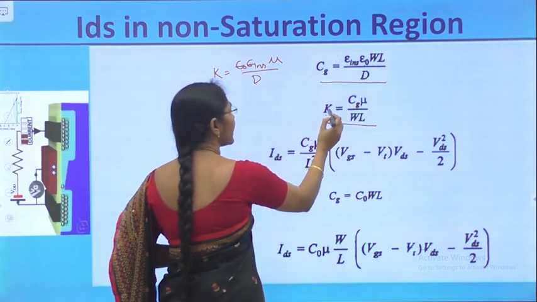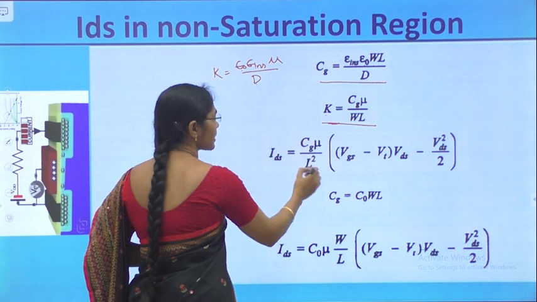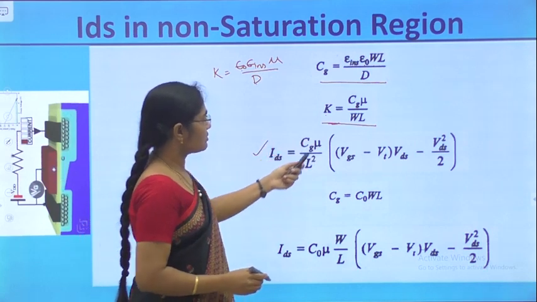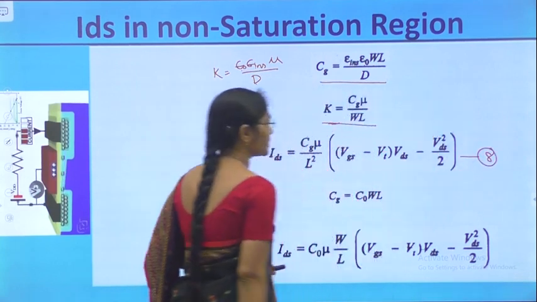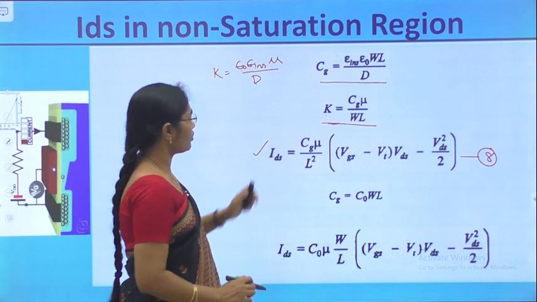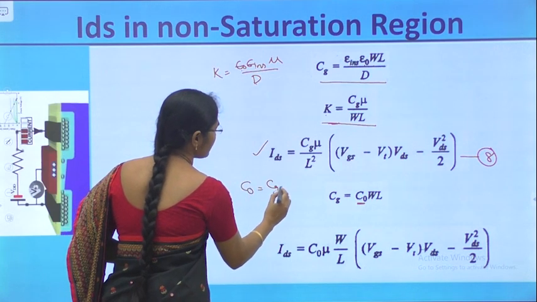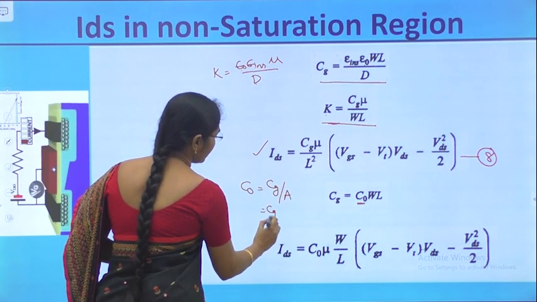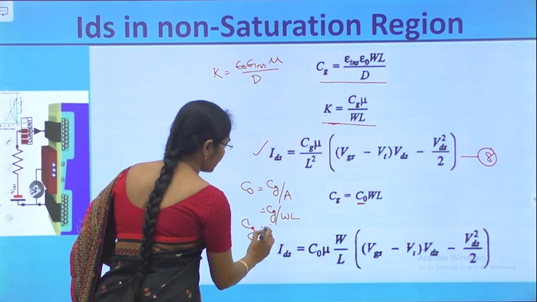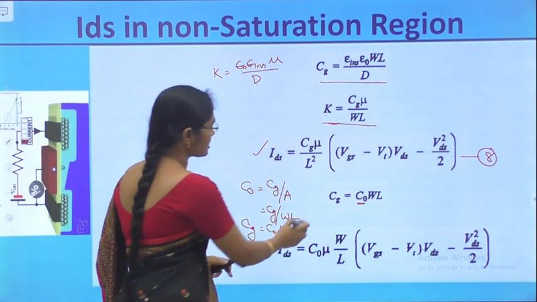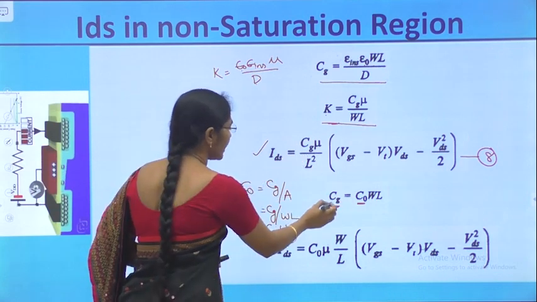Now, if I substitute K in terms of Cg, mu and WL, then simply IDS becomes equal to Cg mu by L square into the equation. Let us take this equation as 8, just a rewriting of the equation. Now, we know the capacitance C0 is the unit gate capacitance per area, that is Cg by area, so that is Cg by W into L. If we substitute Cg is equal to C0 into WL in equation 8, we can get the equation in terms of C0.